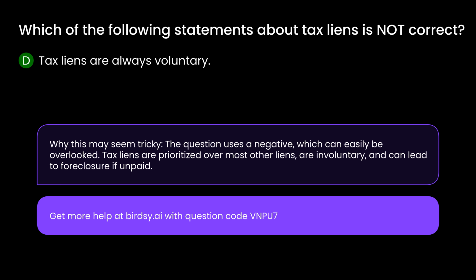Why this may seem tricky. The question uses a negative, which can easily be overlooked. Tax liens are prioritized over most other liens, are involuntary, and can lead to foreclosure if unpaid.